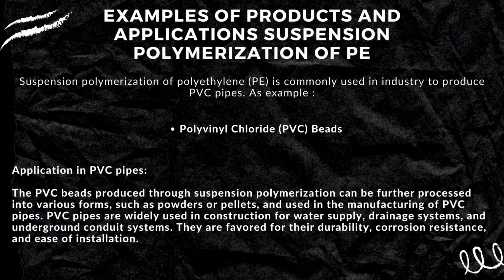Next, I want to give an example of a product and application of suspension polymerization of polyethylene. Suspension polymerization is commonly used in industries to produce PVC pipe. As an example, polyvinyl chloride PVC beads. The application is in PVC pipes.